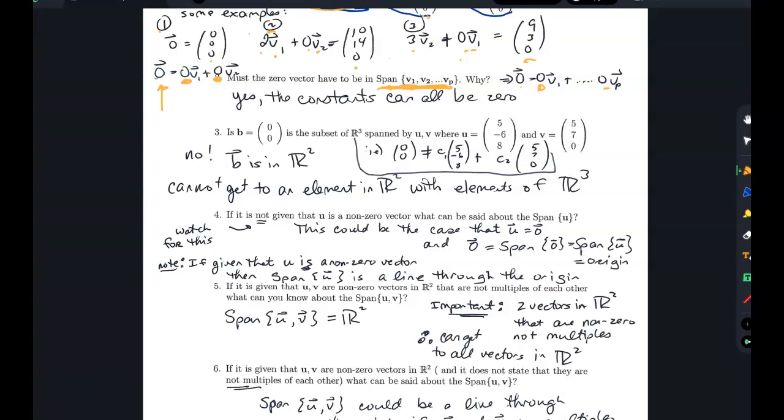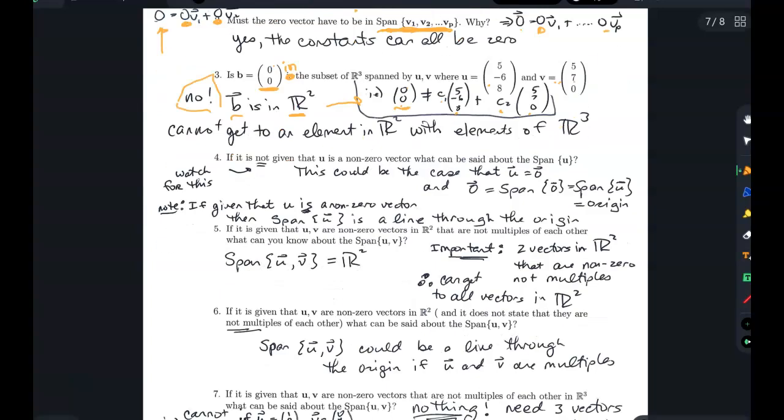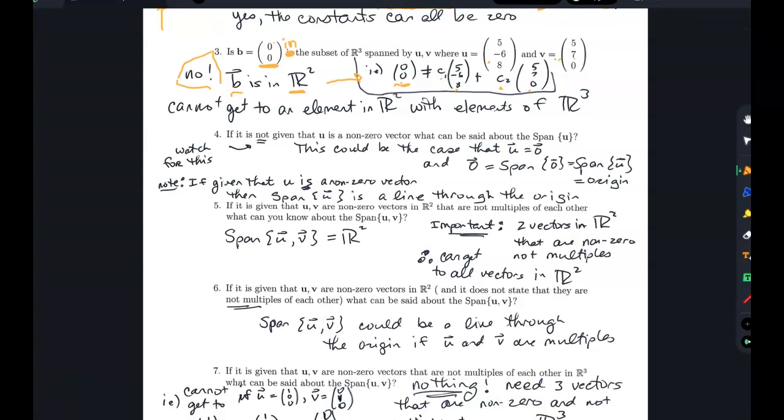Is this vector b, which is 0, 0, in the subset of R3 spanned by those two vectors? Wait a minute. No, this b vector is in R2. That means if I take this 0, 0, there's no number I can multiply times the first vector and times the second vector to get from 3-dimensional vectors to a 2-dimensional vector. So there's no possible way. These are kind of just nitpicky.